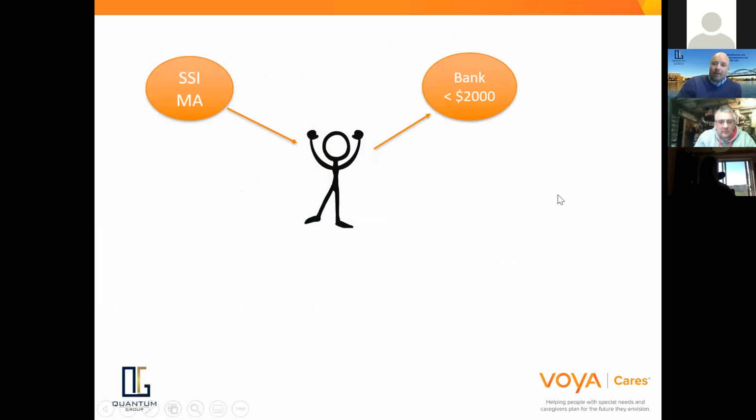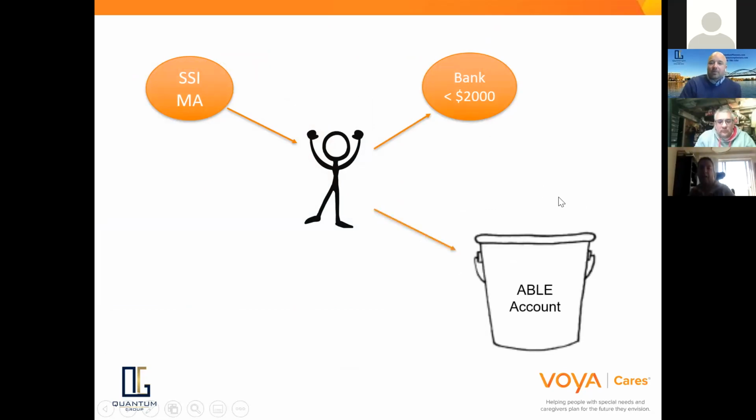Well, what does an ABLE account do? It's an extra account that is not counted for SSI or MA asset testing. It has really nothing to do with the bank money that you have. It's an additional place where you can put money per year into the ABLE account, and it is not counted by the state of Wisconsin. It's not counted federally, so for MA or for SSI, you're going to be in pretty good shape.